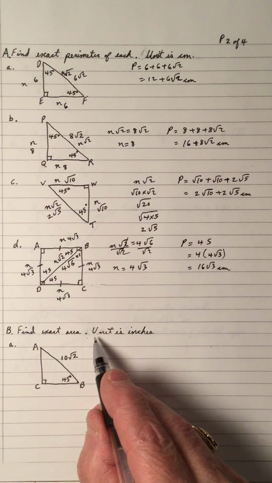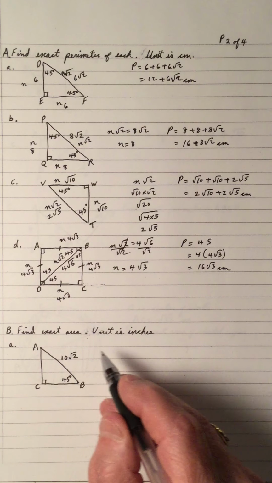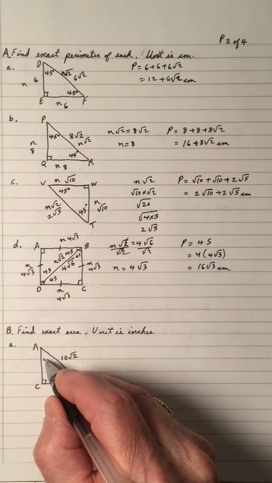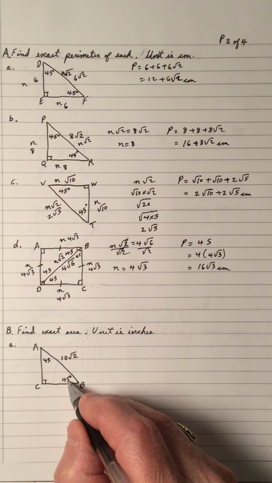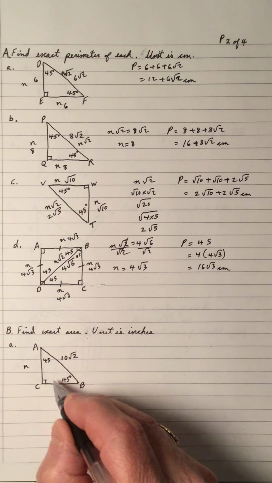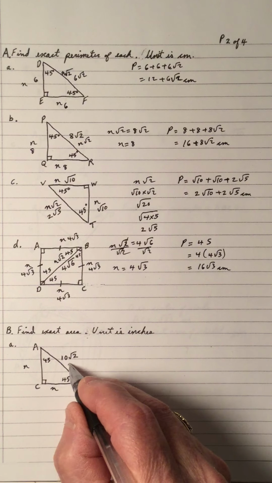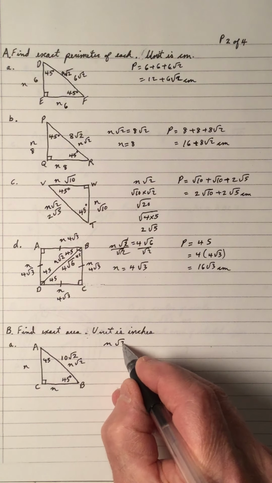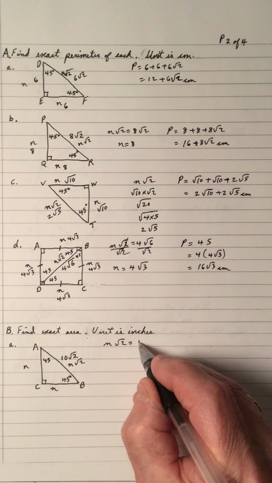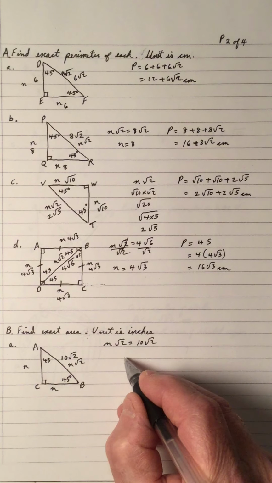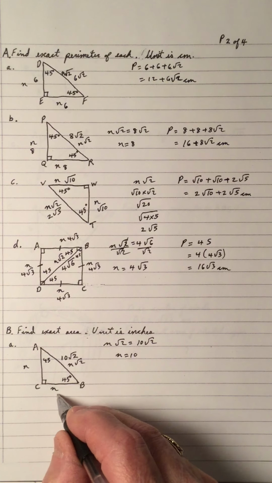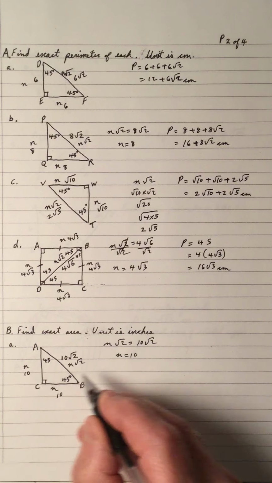B, find the exact area. Units are in inches, so we've got to find the exact area. So again, we have a 90, 45, 45 triangle. And these angles are equal, so 2 sides are equal, so that's n, and this is n root 2. So as you can see, n root 2 is equal to 10 root 2. And root 2s cancel, so n is equal to 10. So that's a 10 and a 10.